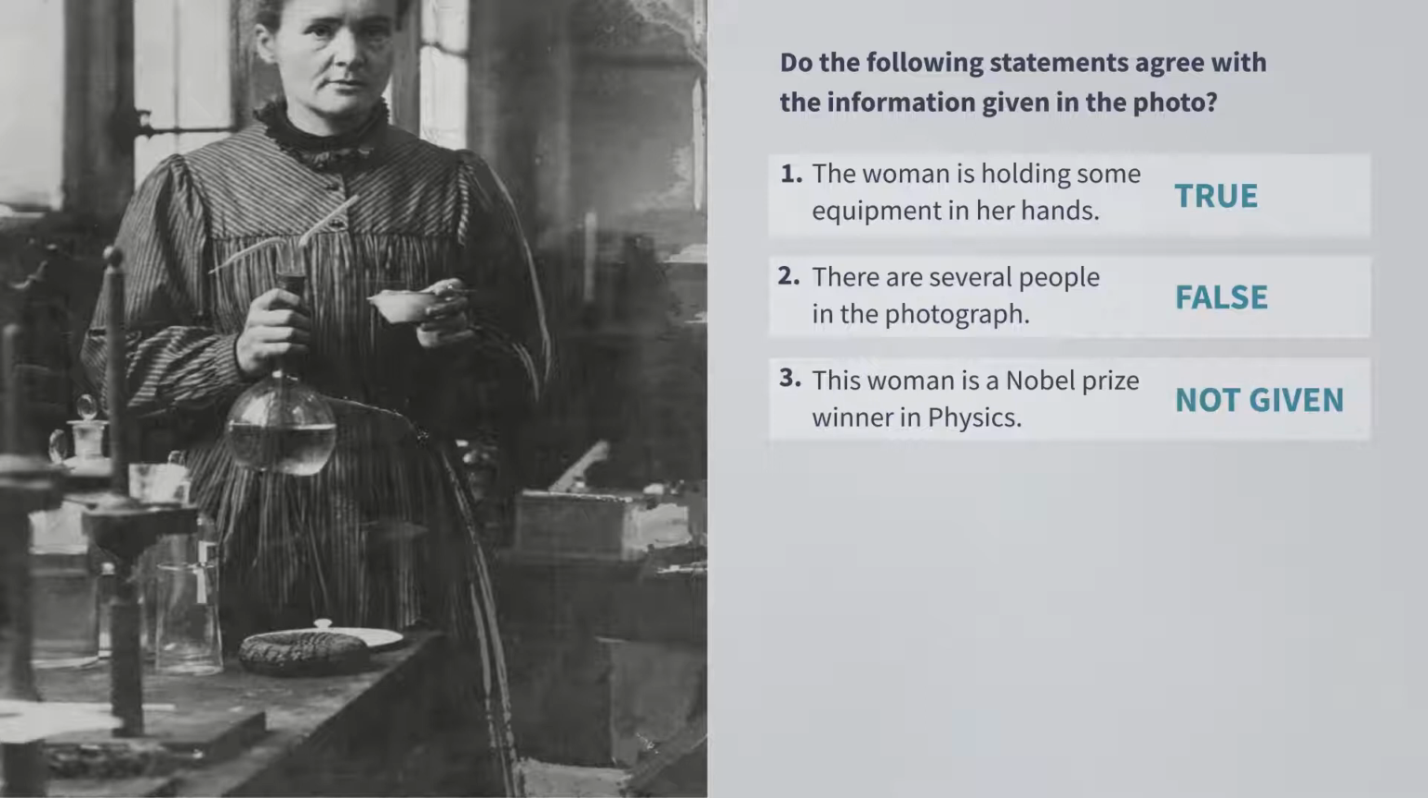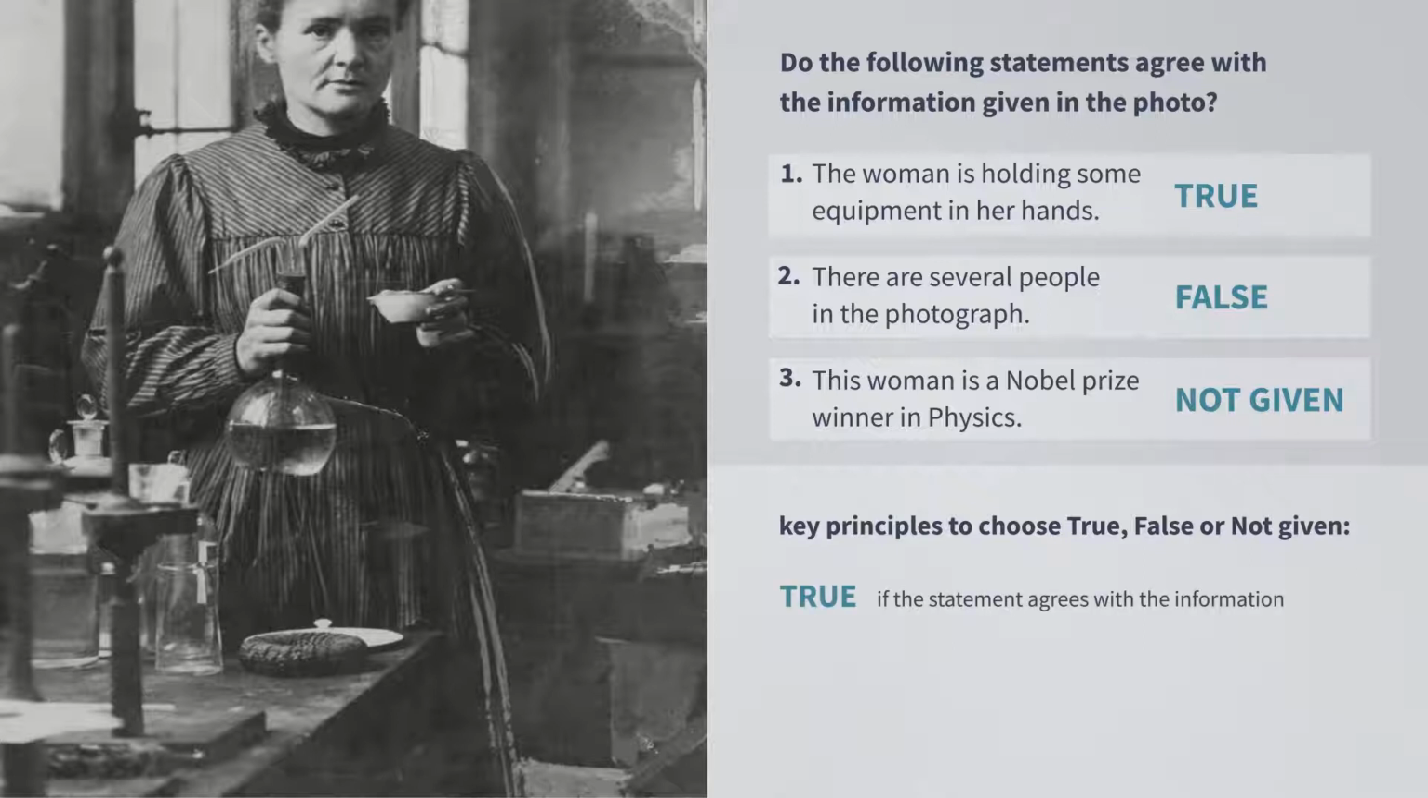Based on this primitive example with a photo, we can draw key principles of how to identify information. If the statement agrees with the text, it is true. In this case, we've taken a photo instead of a text. If it disagrees with the text, in other words, says the opposite, it's false. There is only one person in the photo, not several people.